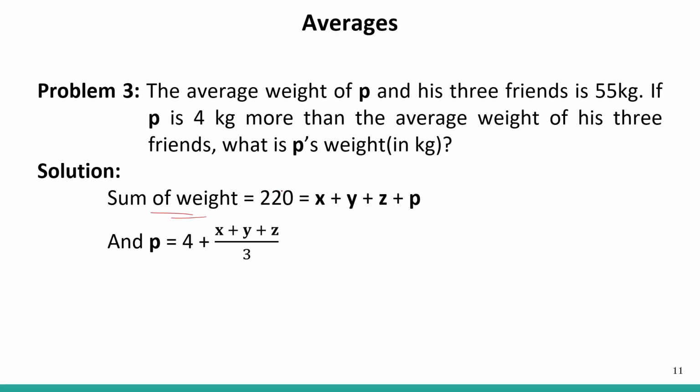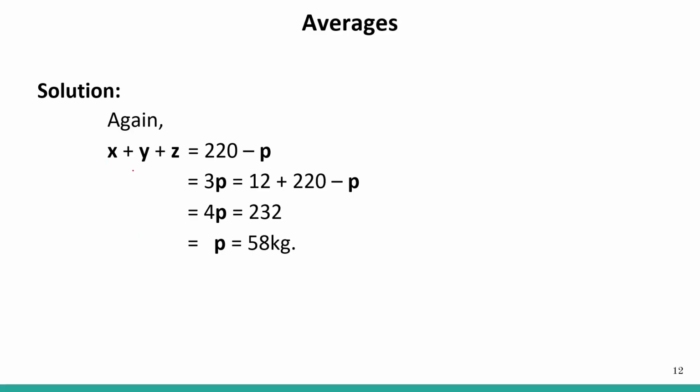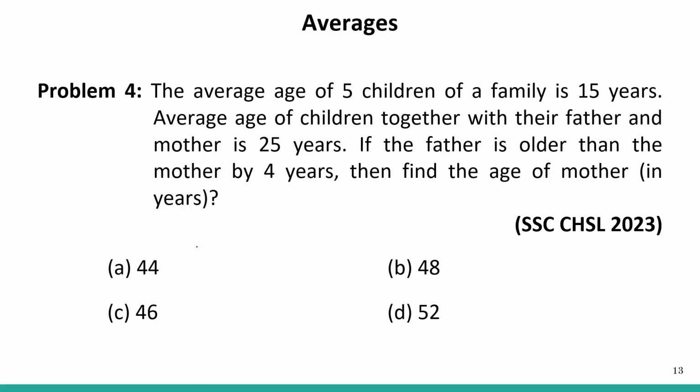So sum of weight is equal to what? 220. That is equal to X plus Y plus Z plus P. So P is equal to 4 plus (X plus Y plus Z) whole by 3. So X plus Y plus Z will be 220 minus P. So 3P is equal to 12 plus 220 minus P. So solving for P, what we are left with is 4P is equal to 232. So this implies P is equal to 232 by 4, that is equal to 58, because 58 into 4 is equal to 232, right?